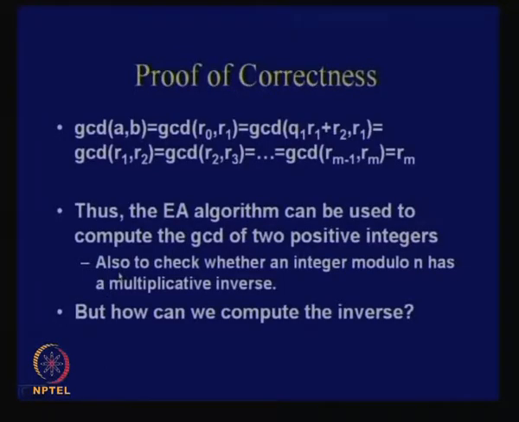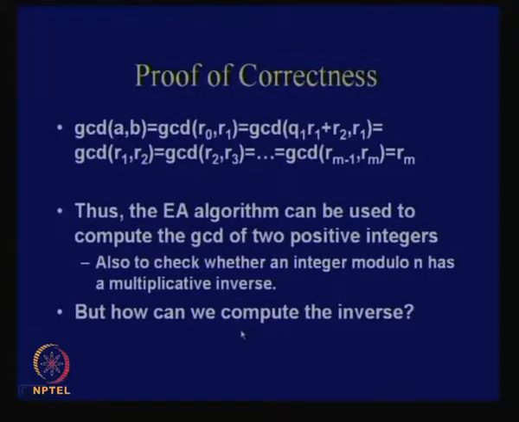Therefore, the Euclidean algorithm can be used to compute the GCD of two positive integers, and it can also be used to check whether an integer modulo n has a multiplicative inverse. How can we check that? We have studied this property: GCD of A comma n is equal to 1. So I have to compute the GCD, and if the GCD is 1, then the element has a multiplicative inverse. But the question is, how can I compute the inverse? That is the next question.